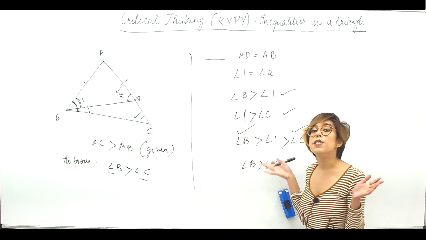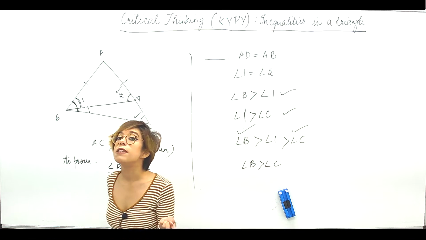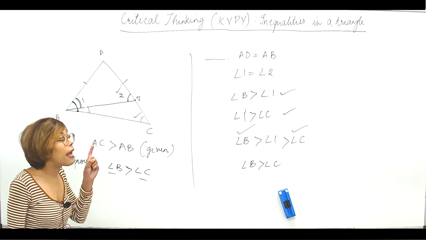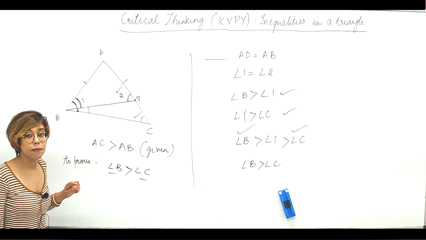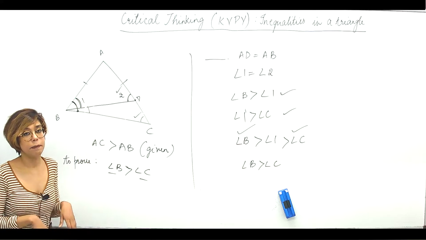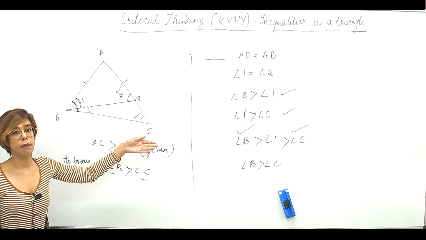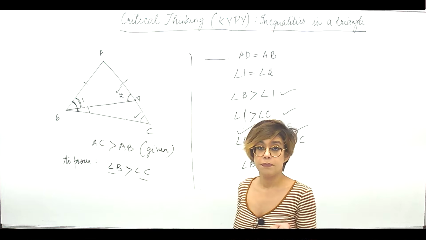And hence proved. That means in a triangle, if the sides are unequal, the angle opposite to the greater side is greater. Or I should say, the angle opposite to the longer side is greater. And I've just proved that. So this result you already knew, but now you know how to prove it.